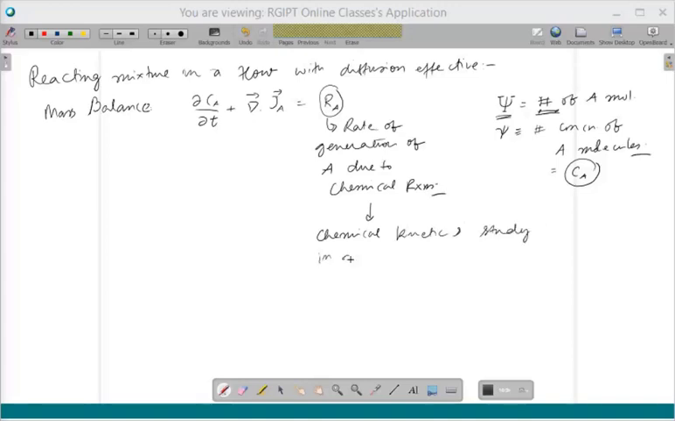is done as a batch process, because assembling a flow process or continuous process is a bit difficult. But a batch process you can do in a lab. You can take a small vessel.